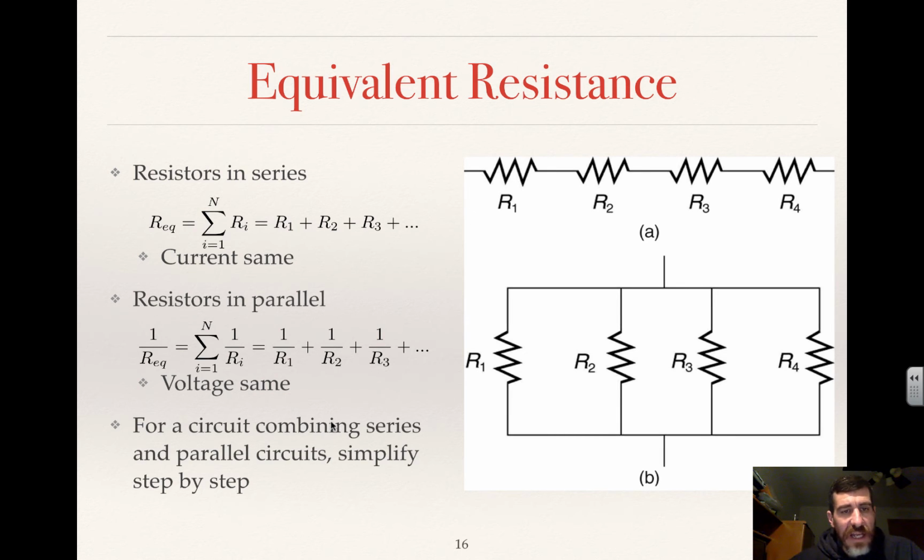Okay, and if you have some circuit that's a combination of series and parallel, the way you go about it is the same way as we had with capacitors: you just simplify things step by step. So you look to see, okay, do I have any resistors that are in series, and you replace those with an equivalent resistance. And do I have any resistors in parallel, and you replace those. And you just go step by step until you slowly simplify the circuit.